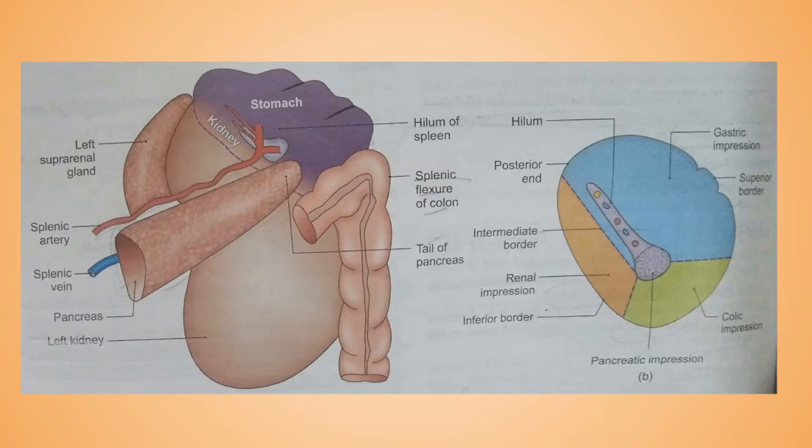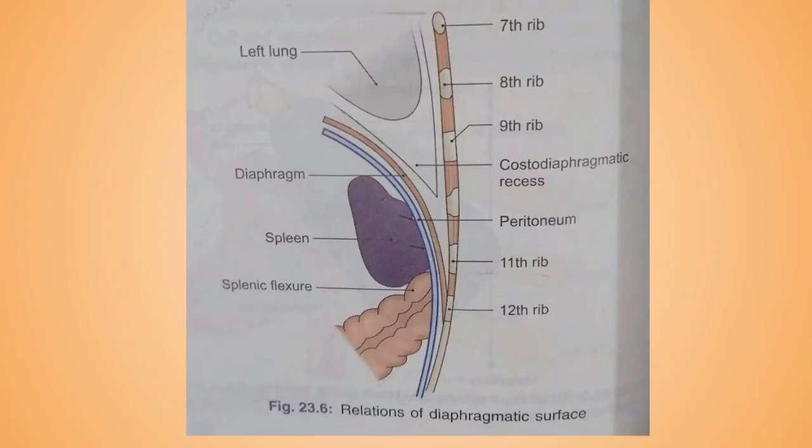Now also the diaphragmatic surface of the spleen. Now for this over here, as you can see, the diaphragmatic surface is basically related to a diaphragm which separates the spleen from the costodiaphragmatic recess of the pleura, lung and 9th, 10th and 11th rib on the left side.